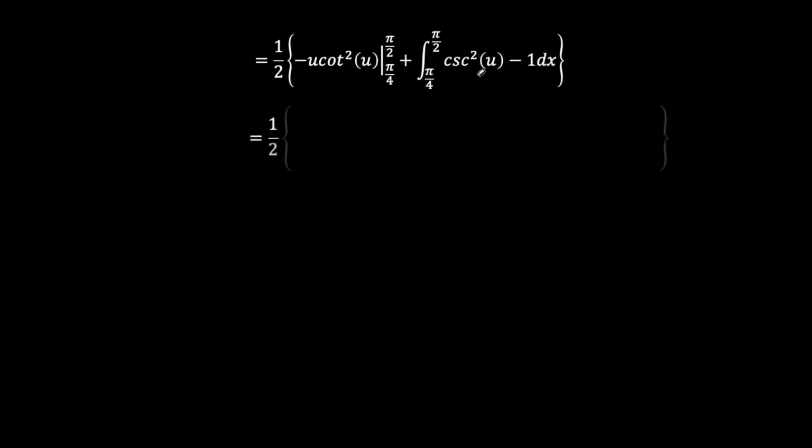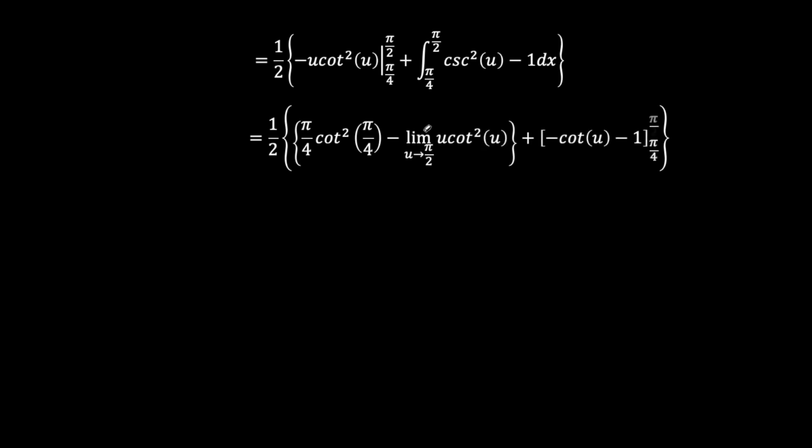Also notice we have replaced cotangent squared u with cosecant squared minus 1. And that is from the identity sine squared x plus cosine squared x equals 1, divided through by sine squared, and we get that.